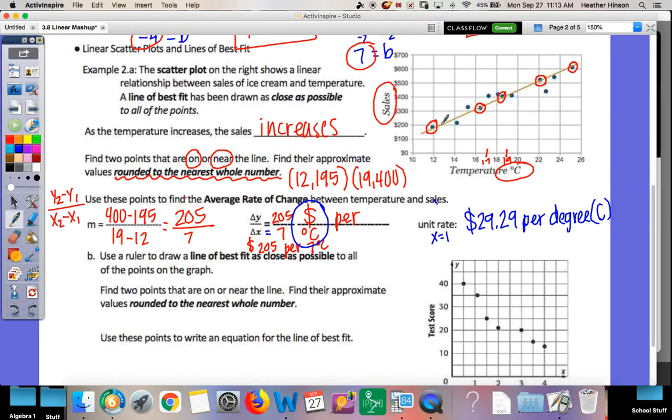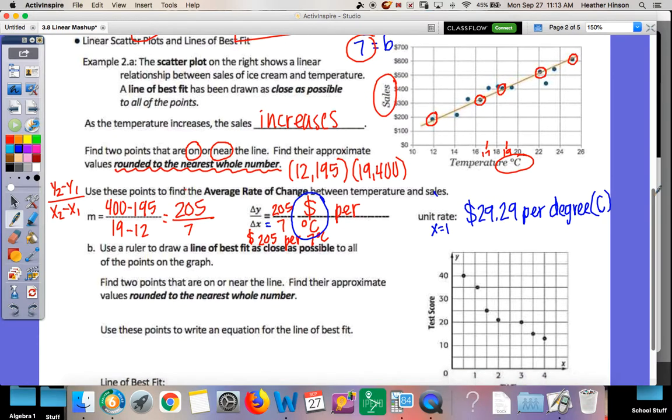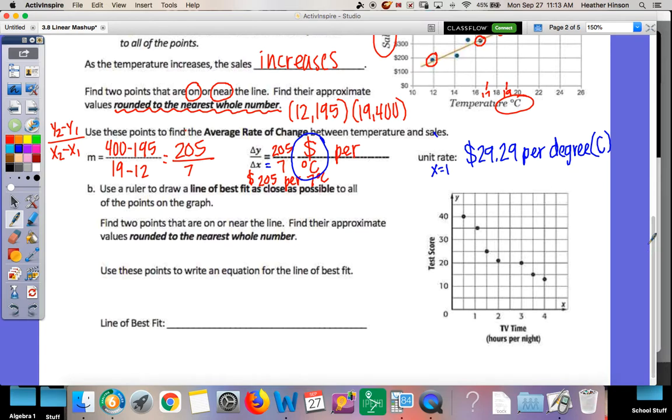So again, you're not looking for a perfect slope here. You're rarely going to actually get a perfect slope. You just want to get it as close as possible to that line. Okay, sometimes they're not going to draw the line for you. So you can use a ruler and draw a line of best fit that hits as close as possible to all of your points. So they're not going to hit every single point, but we want to get as close as possible to them.